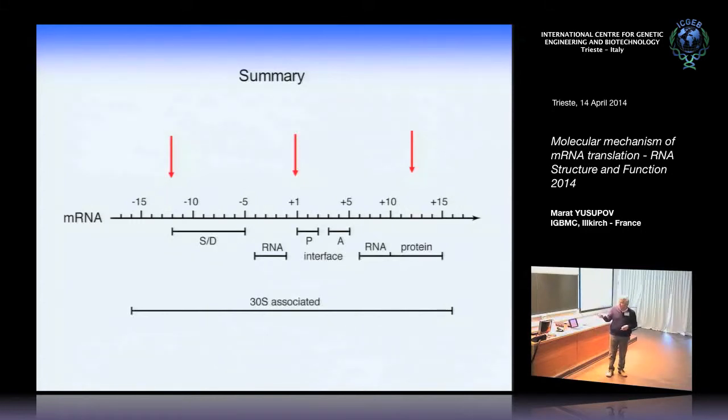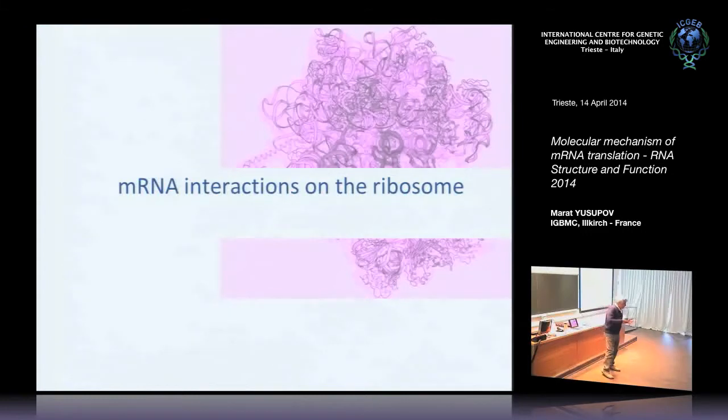plus 12 nucleotides area of messenger RNA, which is stabilized by the ribosome, and actually it's only the part of messenger RNA which is visible for us, because the rest, if it is flexible, becomes transparent for X-ray analysis. So now we had some kind of tool to study messenger RNA interaction with the ribosome, and we wanted to model the ribosome at different states of translation.